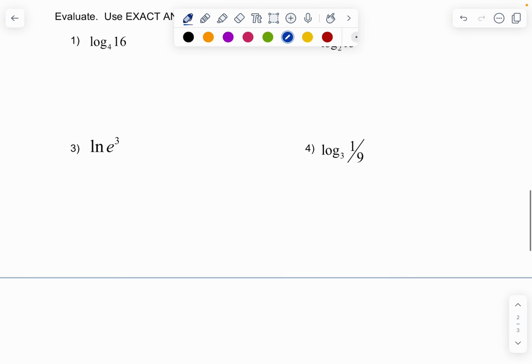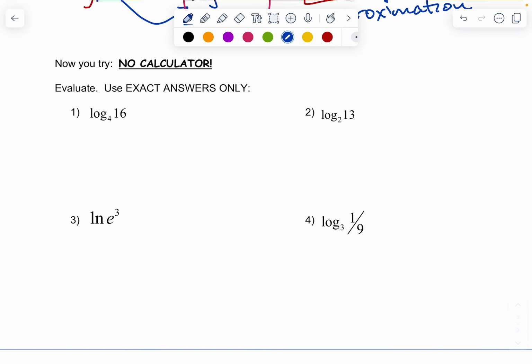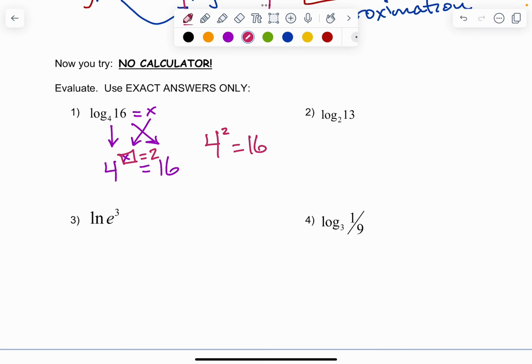Now, we have just a couple left. It says you try with no calculator. So if you want to pause here, if you're watching, and try them yourself, great. If not, drop, cross. 4 to the what power equals 16? Well, 4 squared equals 16. 4 times 4 equals 16. So the actual answer here is 2. X equals 2.